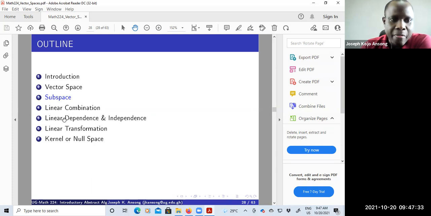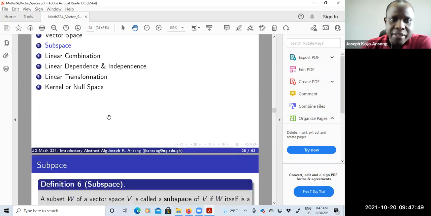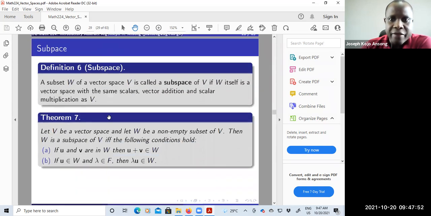So we'll go quickly back to what we want to look at today. For this couple of videos, I'm going to look at subspaces. Then later on, we'll look at linear combinations, linear dependence and independence, and then the rest later. This video will cover basically the definition of a subspace and a very important theorem that helps you to prove that a given subset is a subspace.